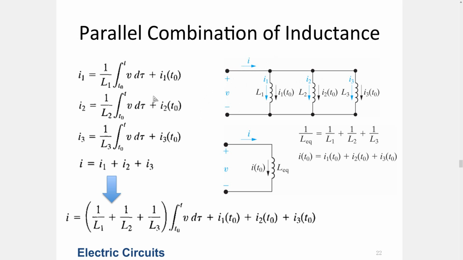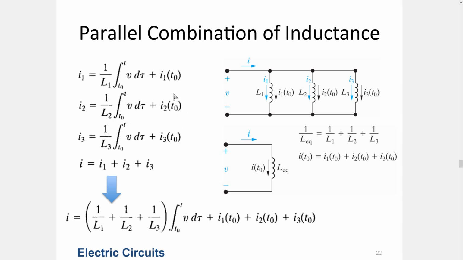So I can use the current relationship, and I can write down the currents with respect to the voltage, because they all share the same voltage. I can write I1 equals 1 over L1 integral of V dt plus I1(t0). I2 equals 1 over L2 times integral of V dt plus I2(t0). And I3 equals 1 over L3 times integral of V dt plus I3(t0).